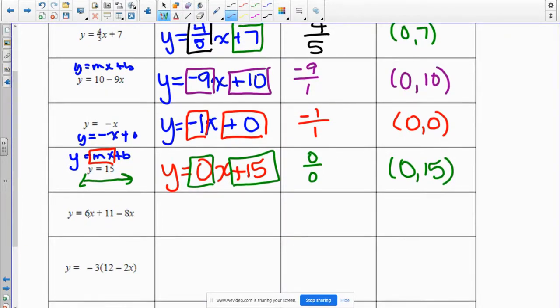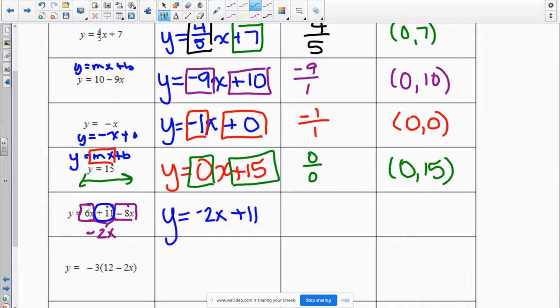This one is going to take a little bit more work. We have to combine like terms, because right now we have 1, 2, 3 terms, but 2 of those terms are alike. So if you look closely, 6x and this one's a negative 8x can be combined together to make negative 2x. So put it in the correct form here. We always put y equals mx, in this case negative 2x, plus the 11 that's still sitting here, which has to be the y-intercept.